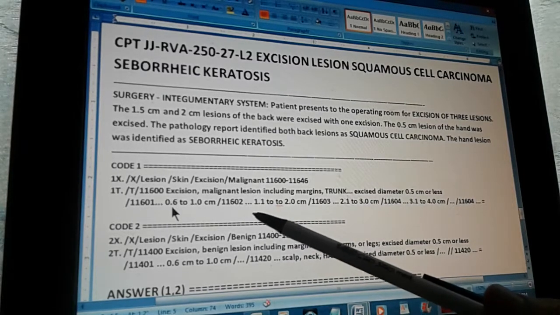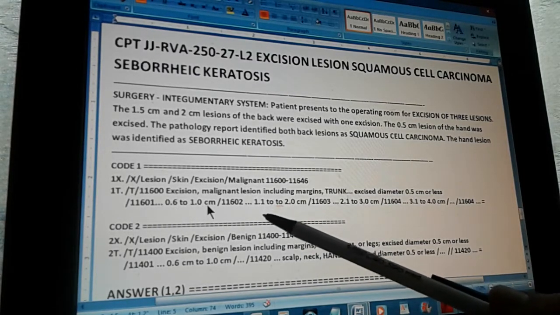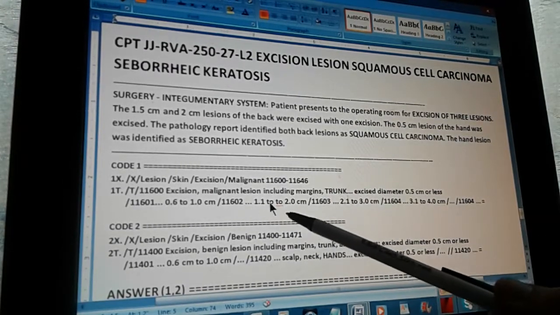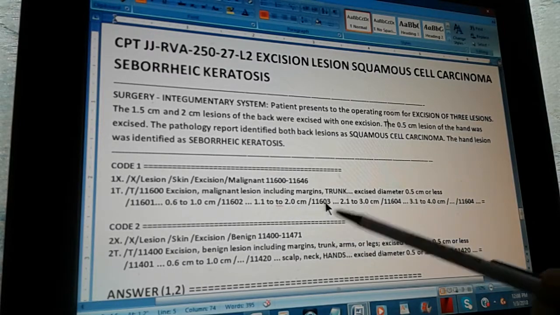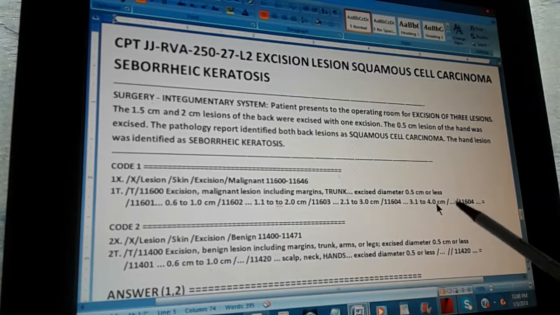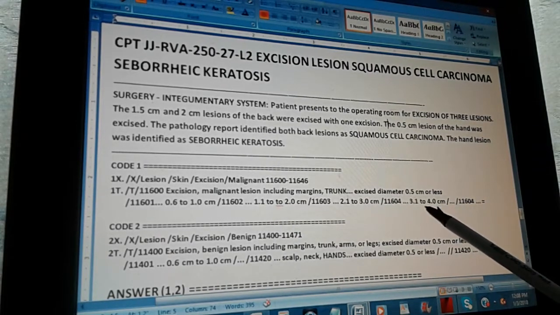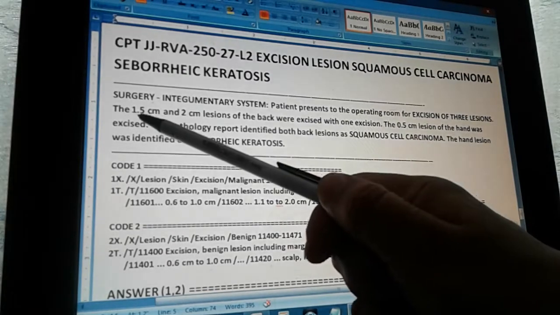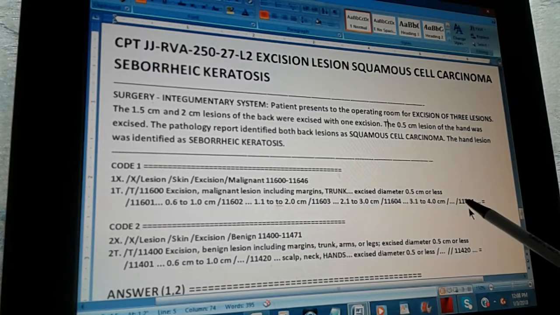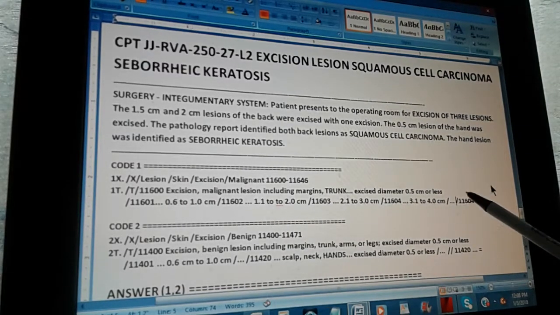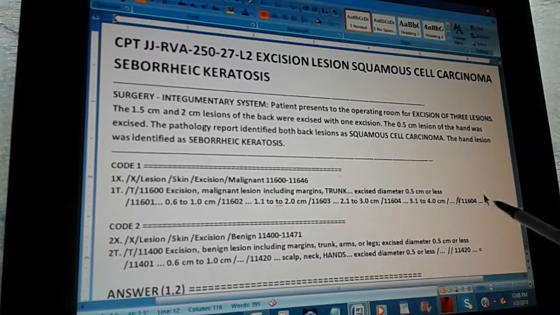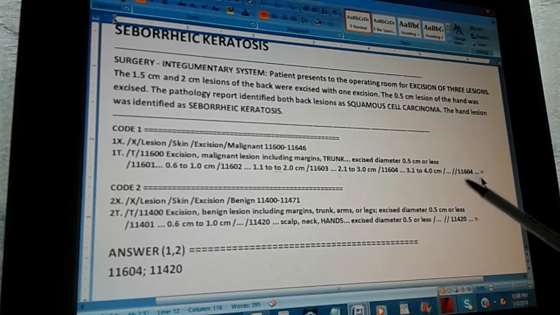The next one is 0.6 to a whole centimeter. It says the same thing with trunk included, but it's 0.6 to 1. The next one, 1.1 to 2 centimeters. The next one, 2.1 to 3 centimeters. And the next one, 3.1 to 4 centimeters. And ours is 3.5, right? Remember, we added these two, 1.5 plus 2, so it's 3.5. So this is the one. So we go back to code 11604 with all that it says, and that's our code. The equal sign means that's our code. So the first code is 11604.